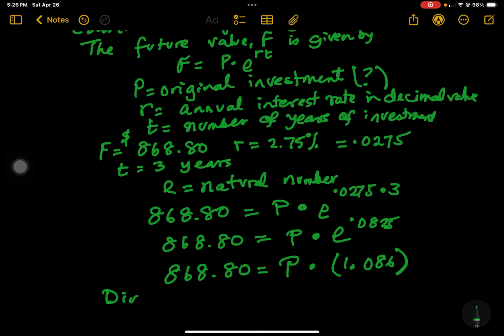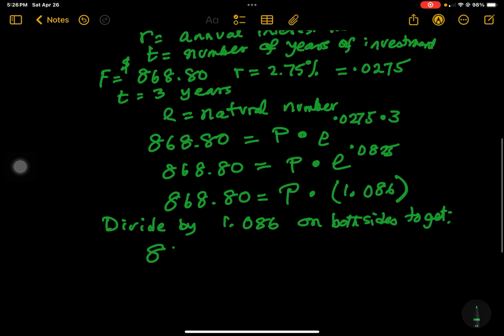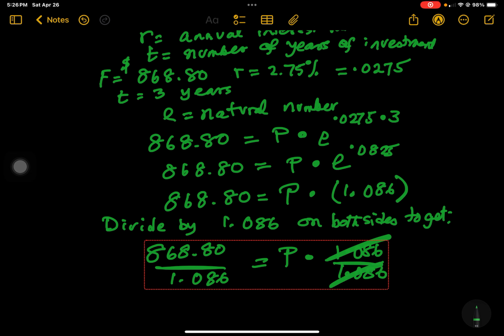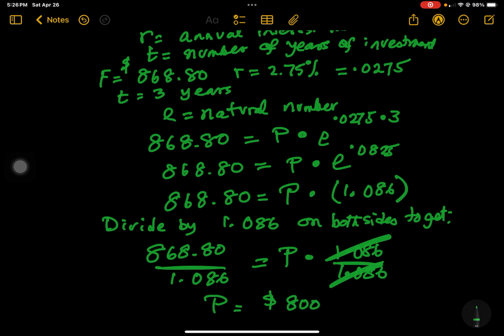Now I will divide by 1.086 on both sides to get 868.80 divided by 1.086 is equal to P multiplied by 1.086, that also divided by 1.086. Now we can cancel 1.086 from the numerator and denominator on the right side and solve for P. P works out to $800. That's your final answer.